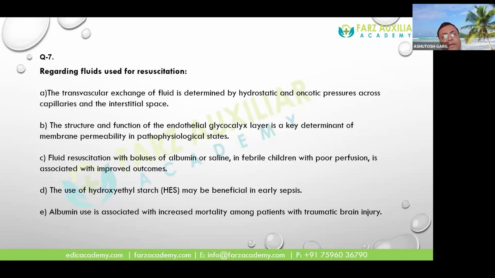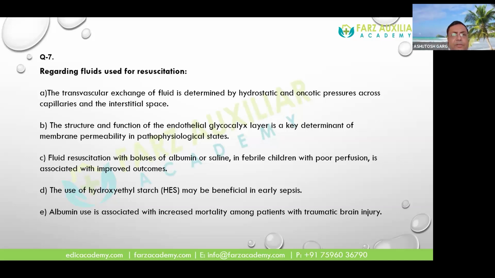And HES may be beneficial in early sepsis. This is wrong. Fluid resuscitation bolus of albumin or saline is associated with improved outcome. This is the SAFE trial. In the SAFE trial, they have shown fluid resuscitation with either bolus of albumin or saline gives the same outcome.